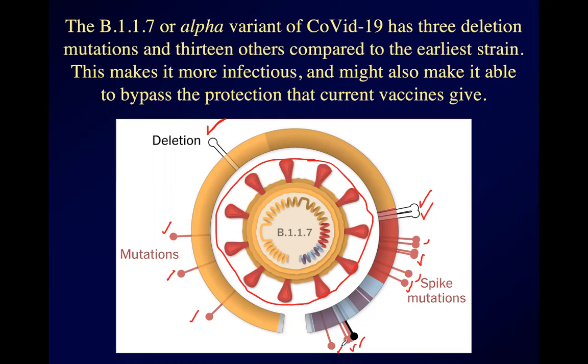Every time COVID replicated inside somebody's body, there's a chance it would mutate. Most of the time, the mutations either did nothing or they made the virus less effective. But these mutations just so happen to make the virus just a bit more infectious and possibly more resistant to vaccines.